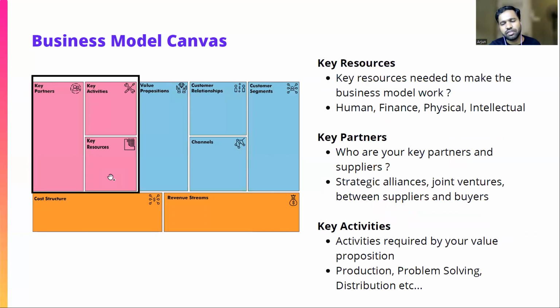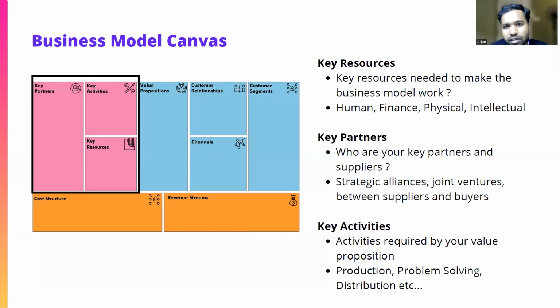And then key resources: what are all the resources you need in order to really commercialize your product, in order for your business model to work? There are many different resources: human resources, finance resources, intellectual resources, physical resources. So how much manpower you need, how much money you need, how you are going to pay their salaries, whether you need any infrastructure, like some equipment to build your product, and whether you need some intellectual properties. You need to think about all of these things, and then who are all your key partners.